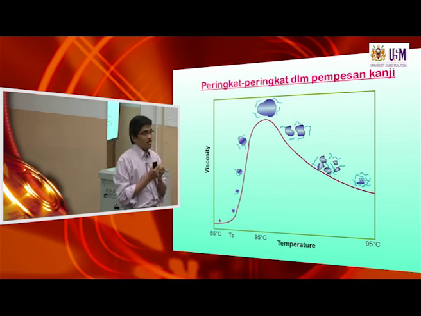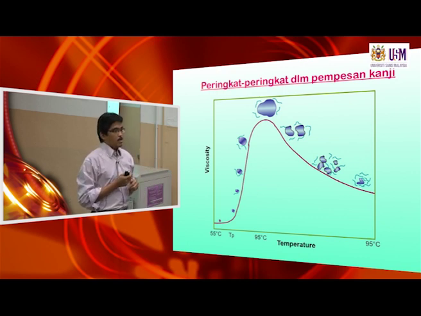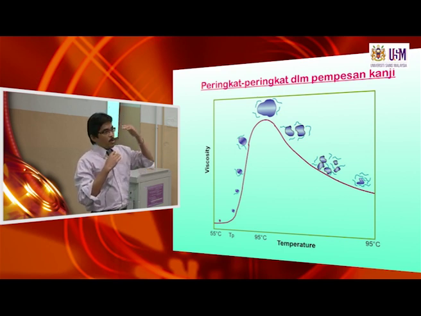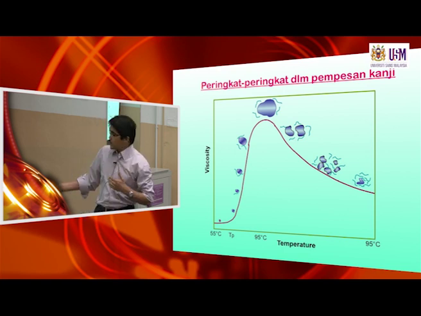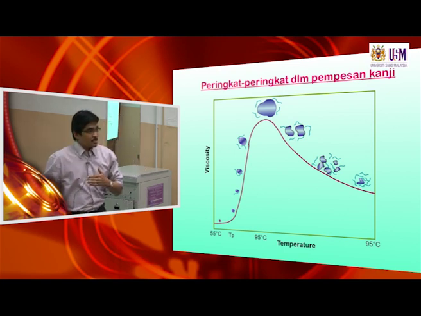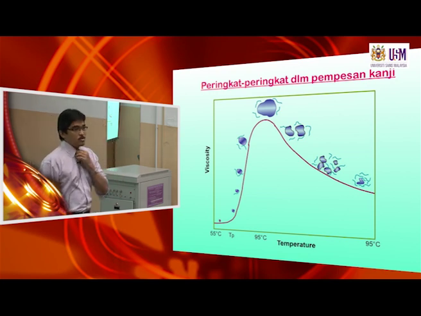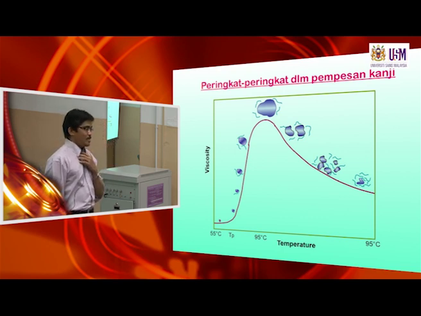So this is what we call the shear stability, because we continue to shear the sample. So we can compare one starch with another starch in terms of what would be their final viscosity after this at high temperature. So from there you can see, okay, what kind of suitable starch you want to use if you want to get this kind of viscosity in the product. Okay?